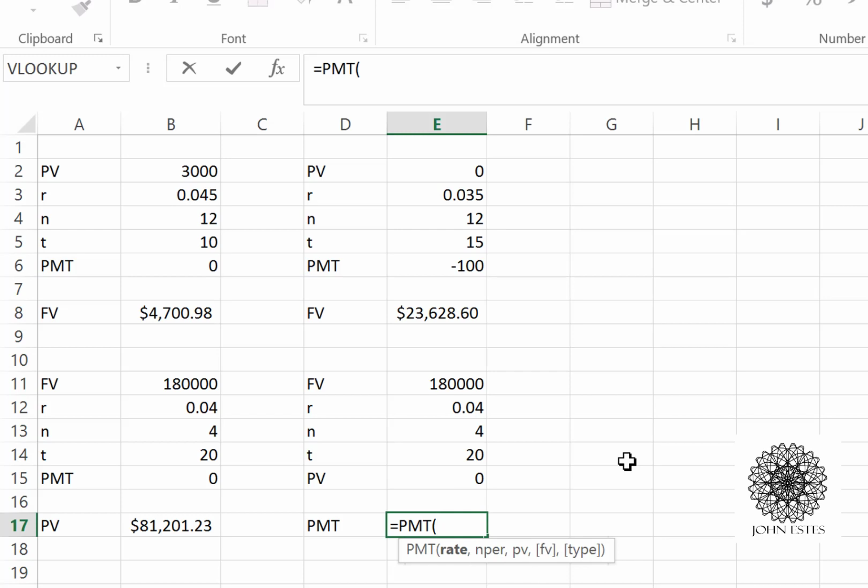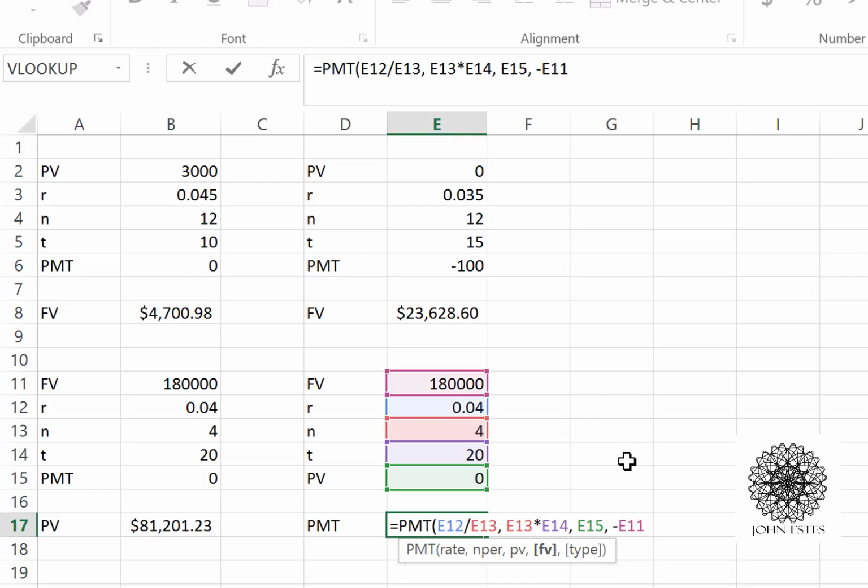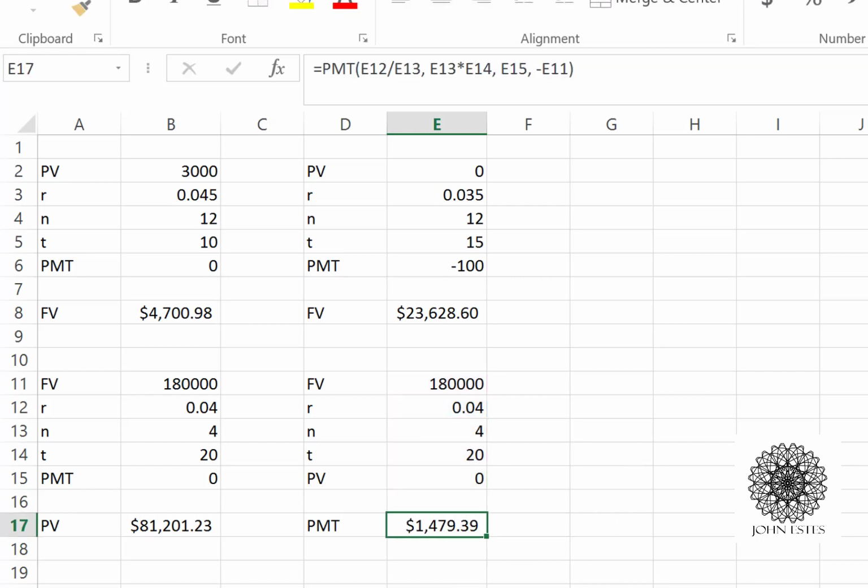Okay, so we can do this. The rate is going to be E12 divided by E13. The N per, the number of compounds, that's E13 times the number of years, E14. The present value is 0, right? She's not going to invest anything initially, but that's E15. And her future value is going to be negative E11. She wants to end up being owed $180,000. So to do that, she needs to invest $1,479.39 per period, so per quarter, okay? So she puts that in per quarter into this account, then in 20 years, she'll end up with $180,000.